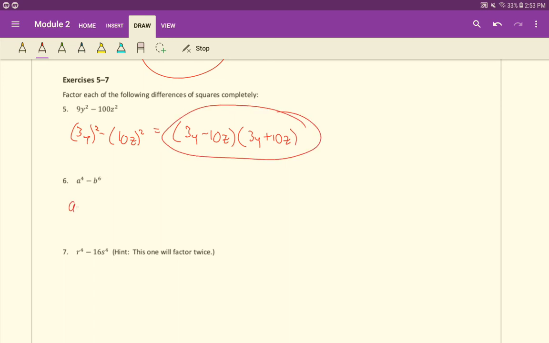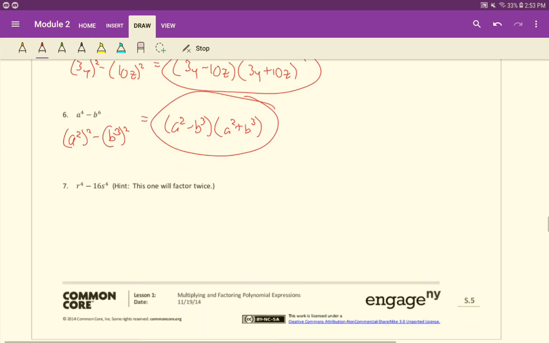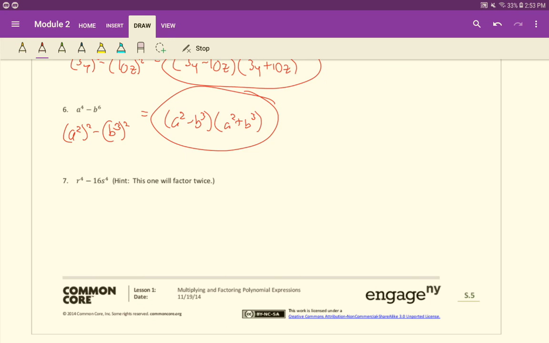a to the 4th minus b to the 6th. a to the 4th is a squared squared. b to the 6th is b cubed squared. And so that factors to be a squared minus b to the 3rd and a squared plus b to the 3rd. Okay? And then here, for this next one, r to the 4th is r squared squared. And 16s to the 4th is 4s squared, squared. So we'll factor that, and it will become r squared minus 4s and r squared plus 4s squared.